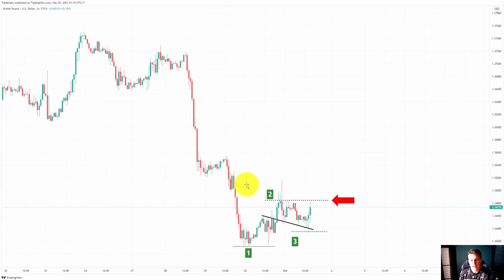So a 1, 2, 3 pattern is a trend reversal pattern. And what you will see is that in this downtrend, we made a lower low here at this point. Then the market made a higher low. And the next low after point 1 is a higher low.